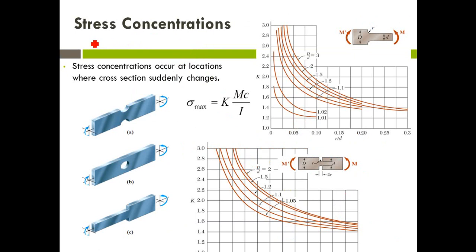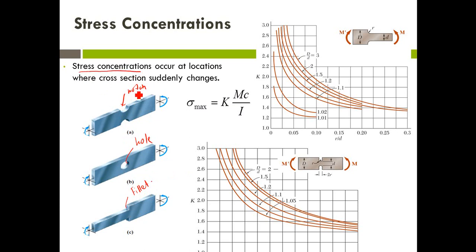Okay, now we proceed with the stress concentration. What is the stress concentration? Stress concentration occurs at locations where the cross-section suddenly changes. Previously we assumed the cross-sectional area of the beam is uniform, but if we have a case like this, for example, a notch, a hole, or a fillet, all this discontinuity will develop the stress concentration.